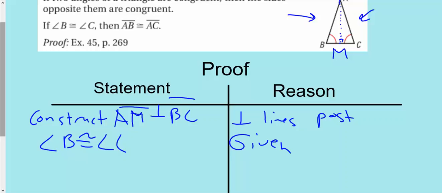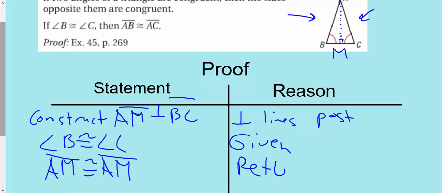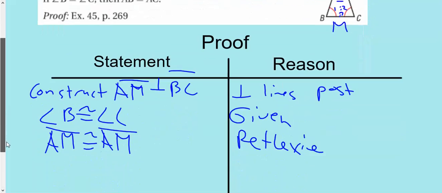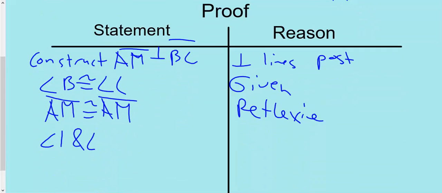Okay, so I have a reflexive side. AM is congruent to AM, reflexive. See what that gives us. Okay, I'm going to mark this here. So I have a side, and it's looking like I have the right angles. So we've got to have angle, side here. We're going to call this angle 1 and this angle 2. I'm going to say that angle 1 and angle 2 are right angles, definition of perpendicular lines.